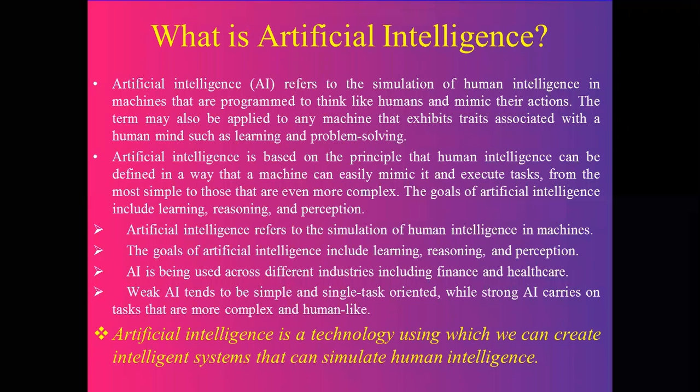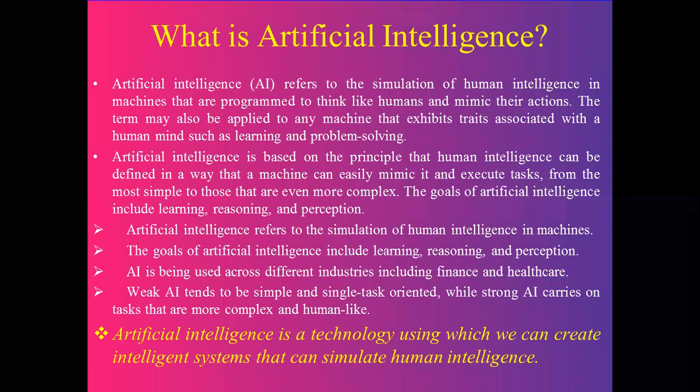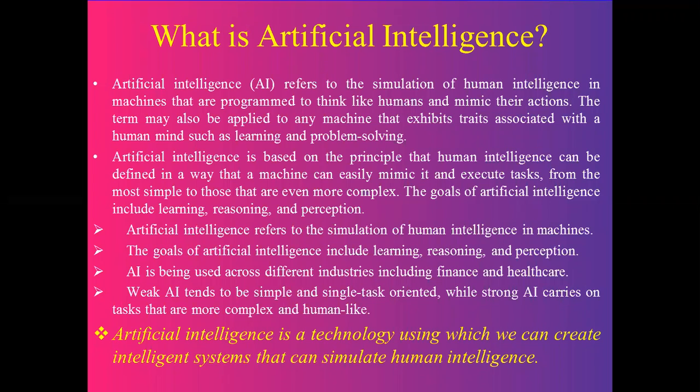So what is artificial intelligence here? It is a technology using which we can create intelligent systems that can simulate human intelligence, systems that behave like humans. There is a difference between robotics and artificial intelligence; both are not similar. We program machines so that they can behave like humans. That is artificial intelligence.